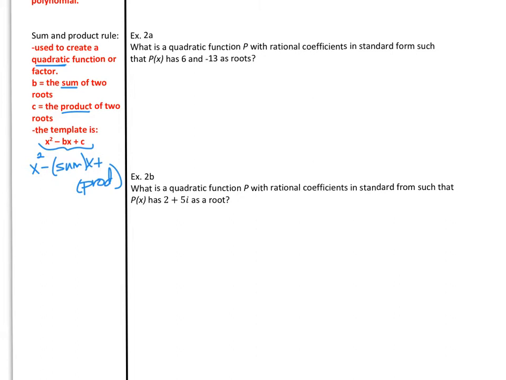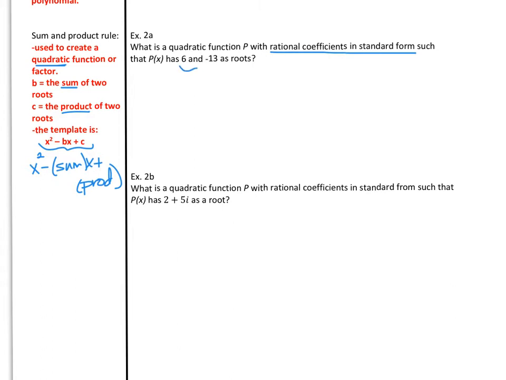Here's how easy this is to create a quadratic function or factor given two roots or zeros in a function. Example 2a. What is a quadratic function p with rational coefficients in standard form? All this means is that we're going to write it from biggest exponent down to smallest, and we're not going to have any imaginary type coefficients in front of our variables. So it says such that p of x, so p of x equals is what our final answer will look like, has 6 and negative 13 as roots.